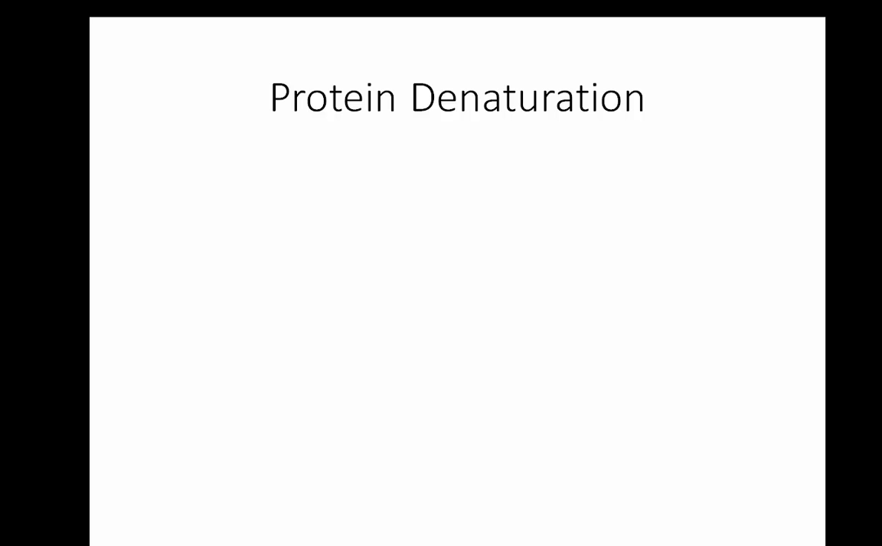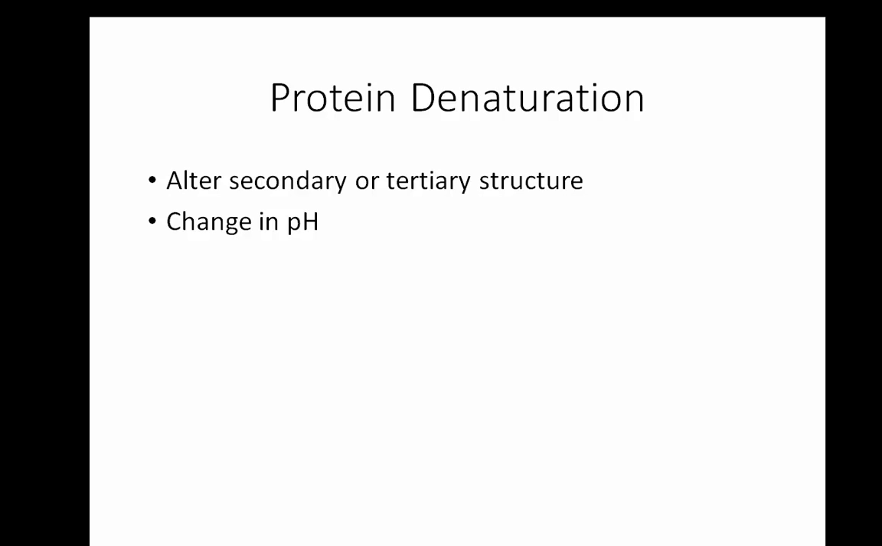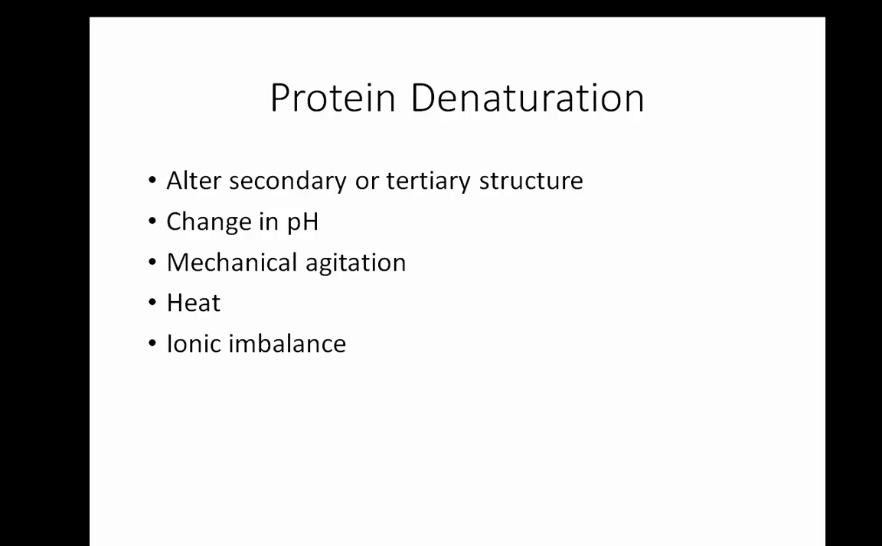Proteins rely on their particular shape, but if you damage their shape, you do something called protein denaturation. You denature the protein, and that's altering that secondary or tertiary structure. You have to break the bonds between the amino acids to alter the primary structure, but the secondary and tertiary structure is much easier to disrupt. It can be disrupted by a change in pH, by mechanical agitation of the protein molecule, by heat, or by ionic imbalance.